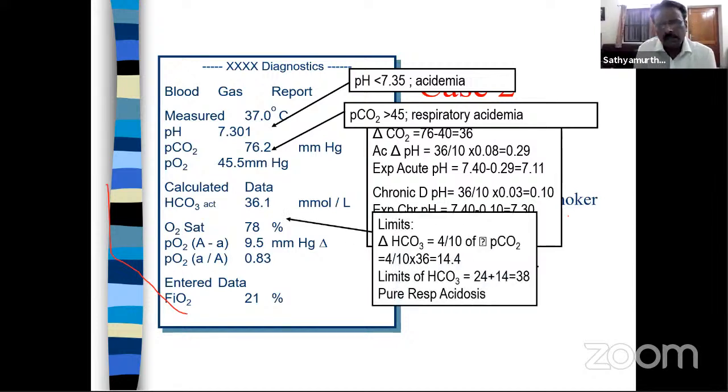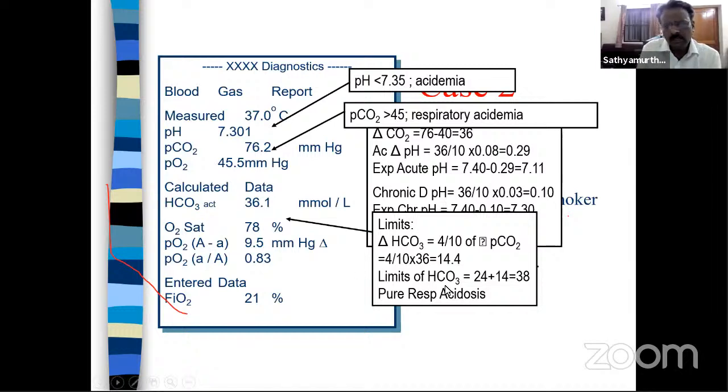So what has happened? Delta bicarbonate is 4 divided by 10 of delta PCO2. That is 4 by 10 into 36. So that will be 14.4. Now the limit of bicarbonate is, it can be as high as 38. So here it is 36.1. So this is where you should also look at your anion gap.